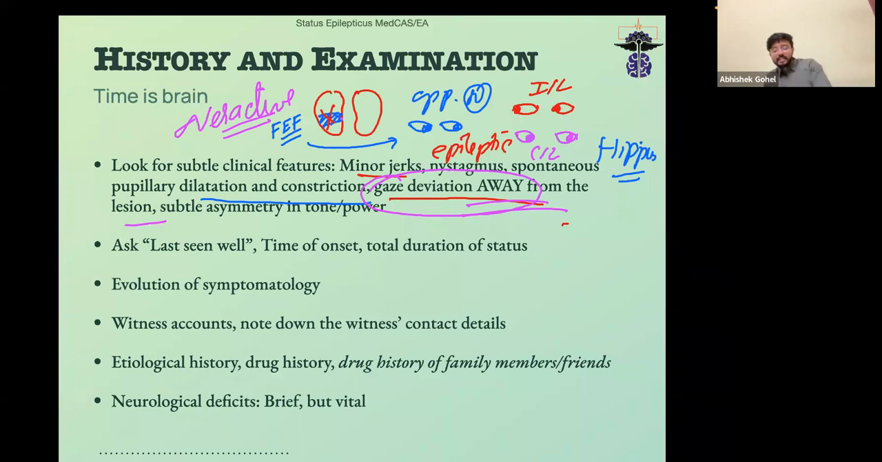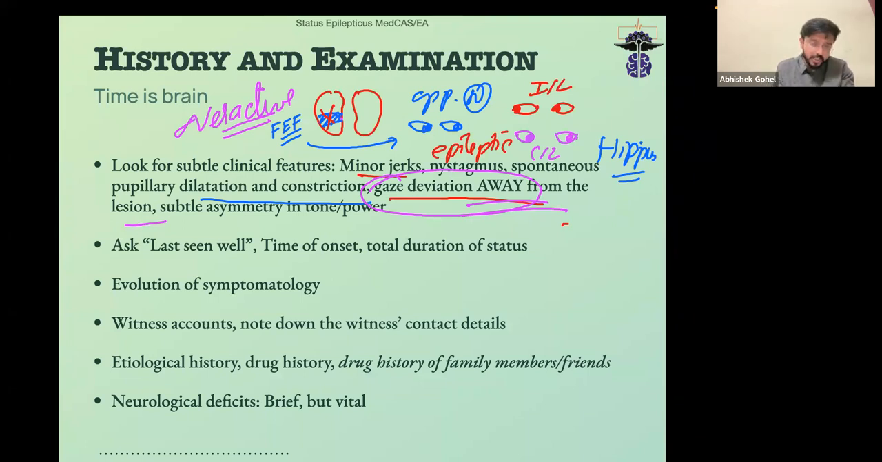Or, obviously, subtle asymmetry in tone or power. A tonic seizure will increase the tone subtly on the opposite side, and a negative motor seizure will reduce the power on the opposite side, and vice versa. In status epilepticus, you really don't know the onset if the patient is coming to the ED. So the question of when it started does not make that much sense to the witness or the bystander who has brought the patient to your department.